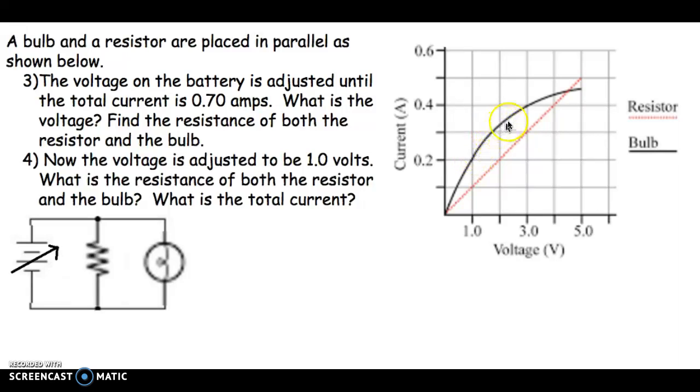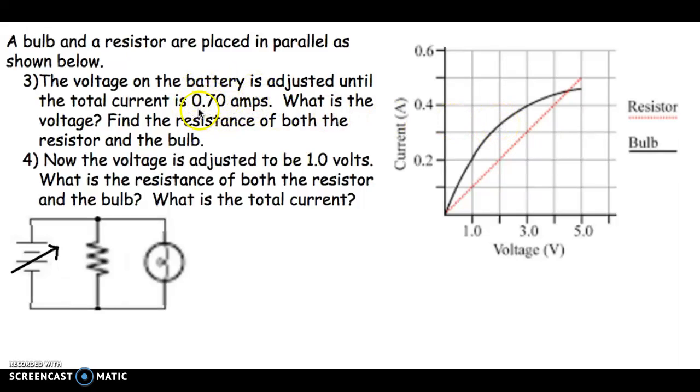And if we look up here, it does not continue to be 5 ohms. For example, if we look here at 3 volts and 0.4 amps, we'll see that instead we get 7.5 ohms. So the resistance is changing as we go, and if we want to know the resistance at any point, we make sure that we use the values for voltage and current at that point.